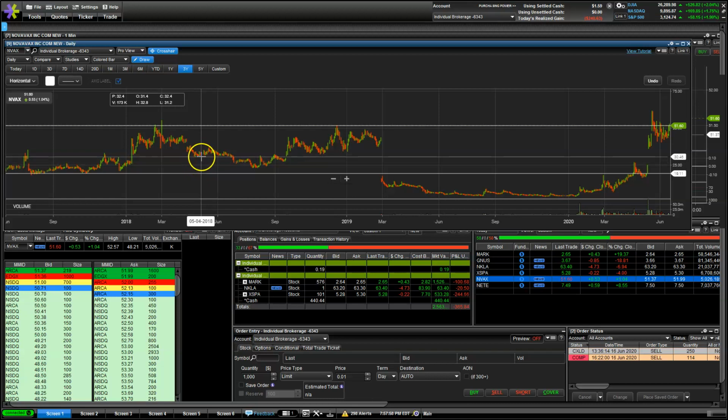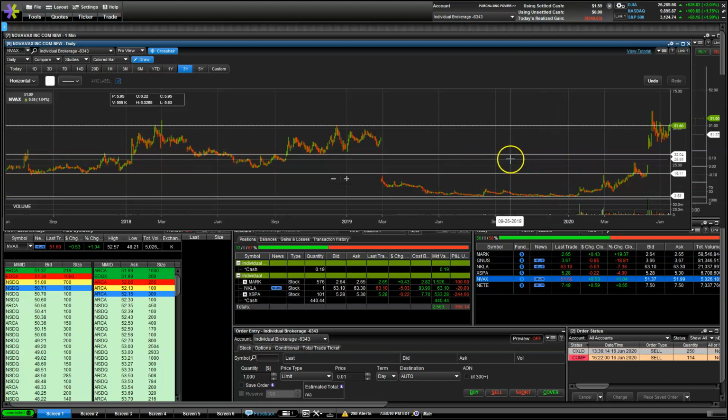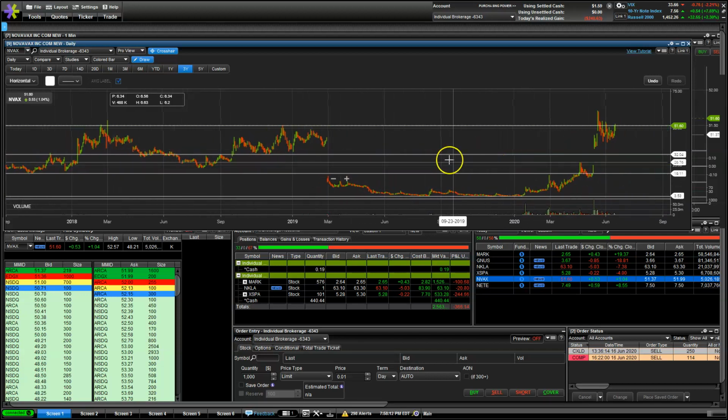It looks like we have another support right here. So I'll put one right there. And then coming back down here, we have support way down here. So why am I calling these supports and resistances?